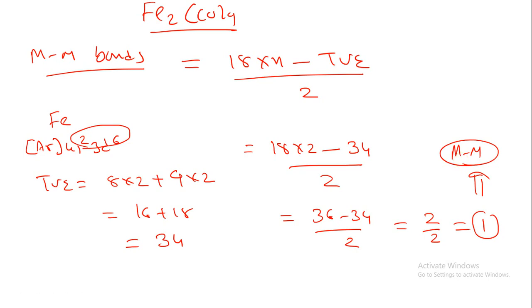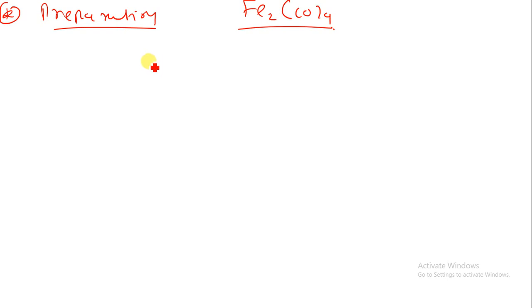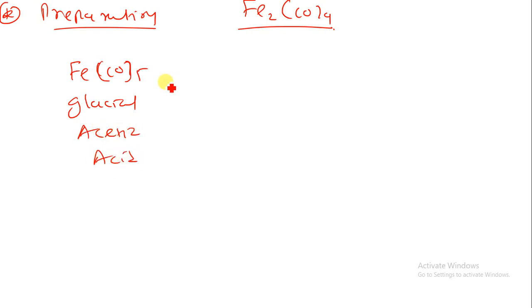Now by this calculation, let us understand the preparation and properties. First of all, let us understand how it is prepared. Preparation of Fe2(CO)9: this Fe2(CO)9 can be prepared by dissolving Fe(CO)5 in glacial acetic acid.